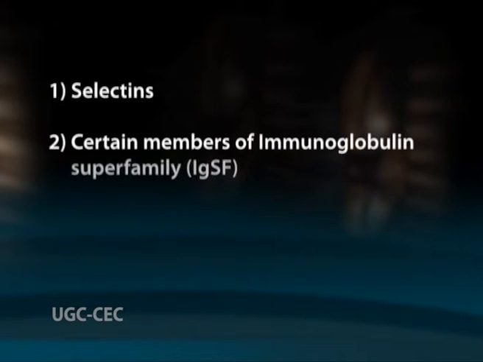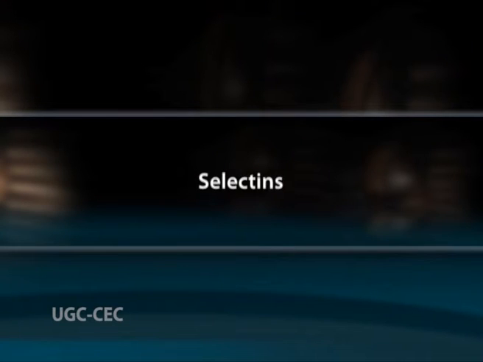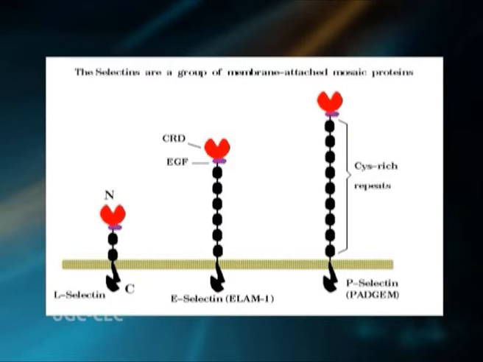4 distinct families of integral membrane proteins play a major role in mediating cell-cell adhesion. 1. Selectins. 2. Certain members of the Immunoglobulin Superfamily, or IGSF. 3. Certain members of the integrin family. 4. Cadherins. Selectins. Selectins comprise a family of integral membrane glycoproteins that recognize and bind to a particular arrangement of sugars in the oligosaccharides that project from the surfaces of other cells.